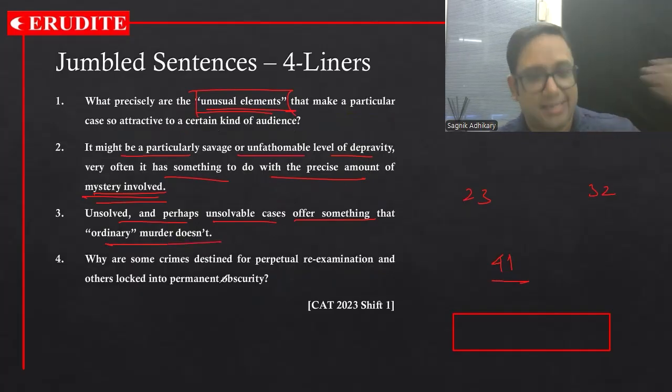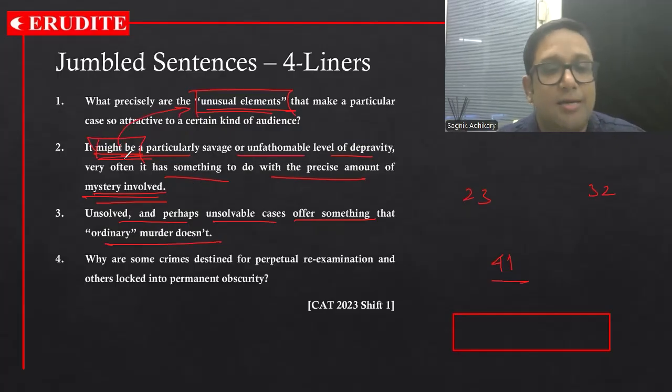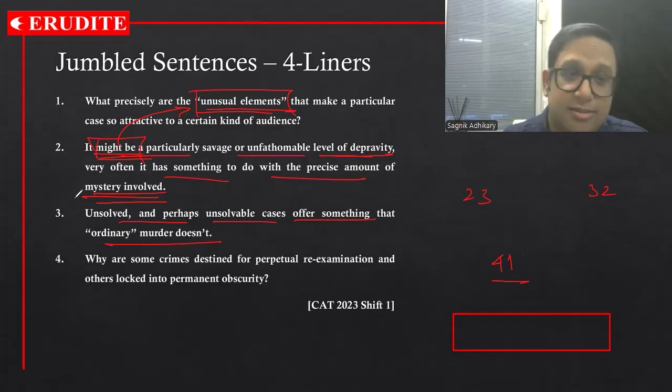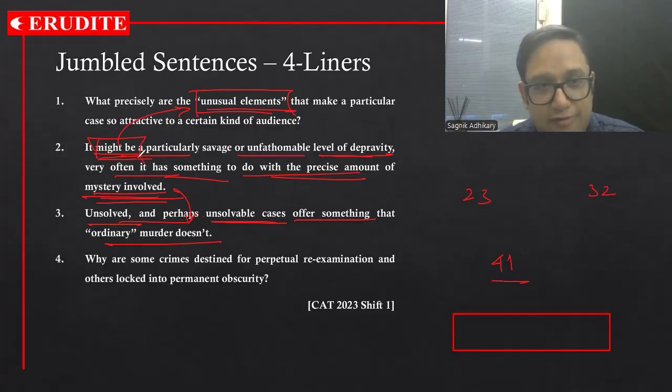So we realize that it is 2-3 in the order 2-3 because in 2 we have one thing, might be. So in might be it is trying to answer the question what precisely are the unusual elements. Might be particularly savage or unfathomable level of depravity, but very often it has something to do with the precise amount of mystery involved. Mystery then finds an example in unsolved and unsolvable cases. So we realize first off that it is 2-3, not 3-2.